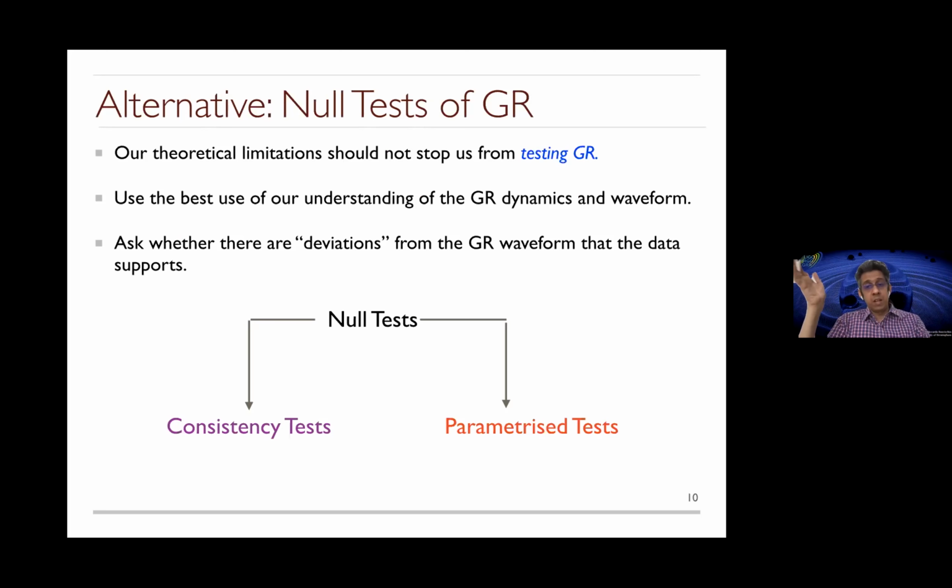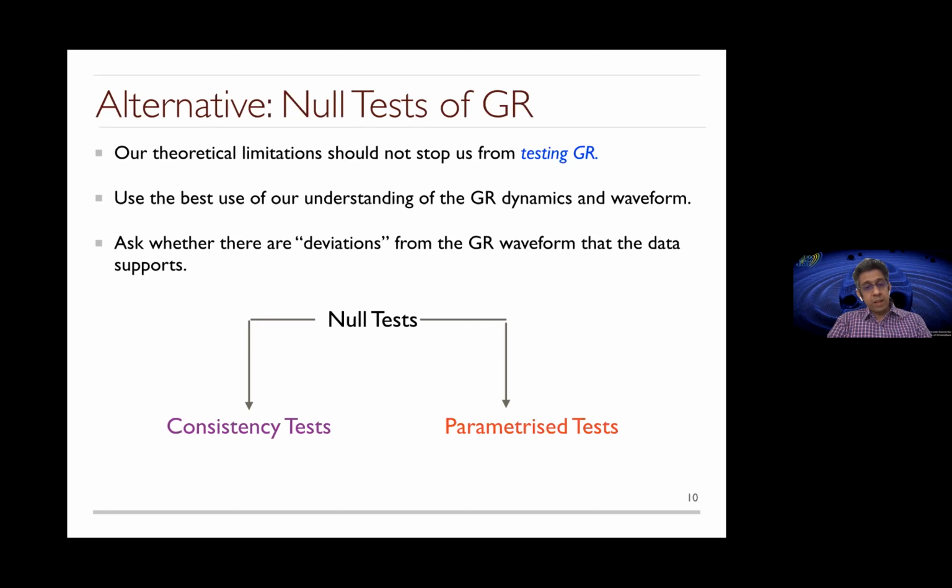Now, this is a very general statement, as you can see. And so these tests are called null tests, because we are talking about deviations from GR and introducing new parameters. And we ask whether these additional parameters, in whatever context, or these differences are consistent with GR or not. And these are called null tests. And null tests can further be subclassified as consistency tests or parametrized tests.